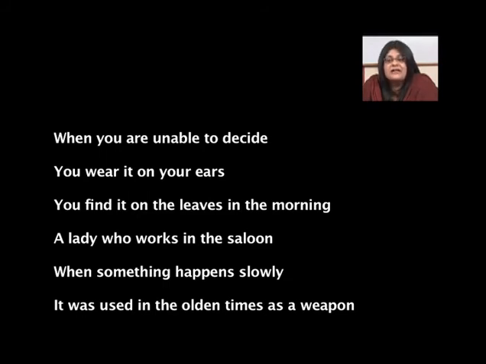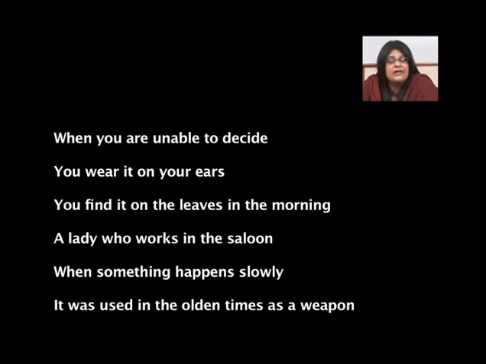Next, you find it on the leaves in the morning. Next, a lady who works in the salon. And what is the salon? It's where women go to beautify themselves. Next, when something happens slowly. And the last one, it was used in the olden times as a weapon.